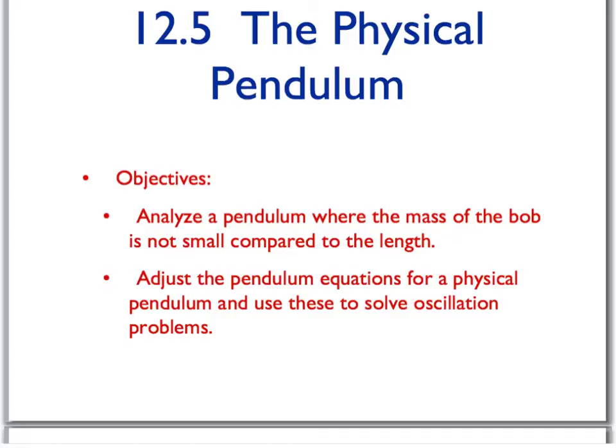In section 12.5, we're going to look at something called the physical pendulum. Here we're going to analyze a pendulum where the mass of the bob is not small compared to the length. And that means that we will need to adjust our pendulum equations for a physical pendulum and use these to solve some oscillation problems.